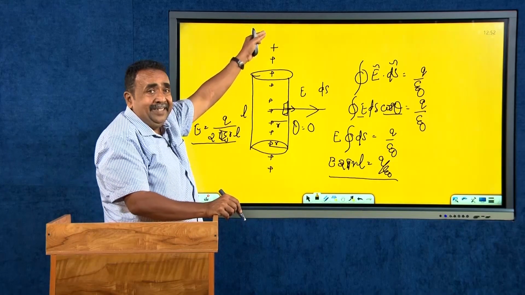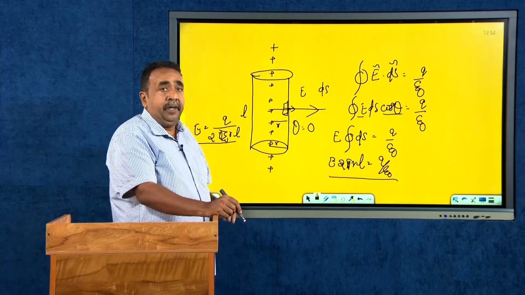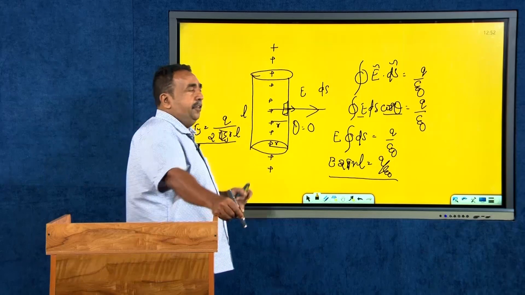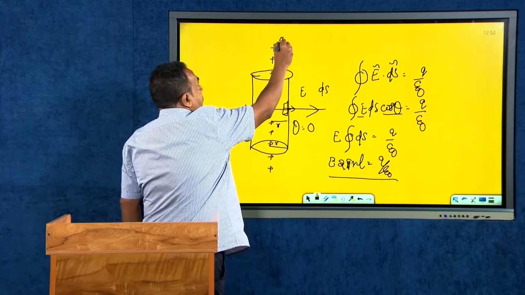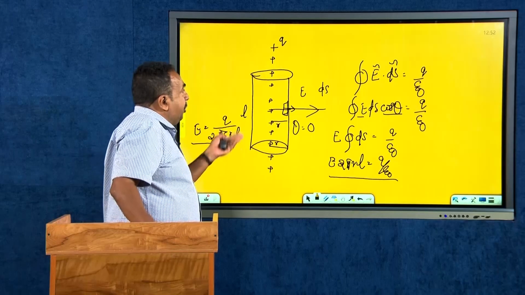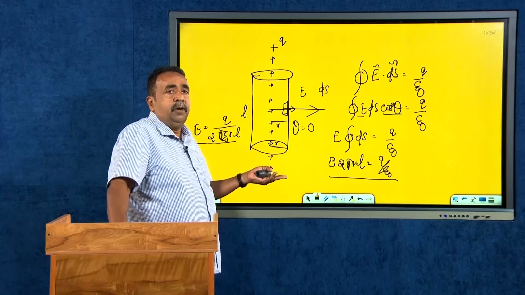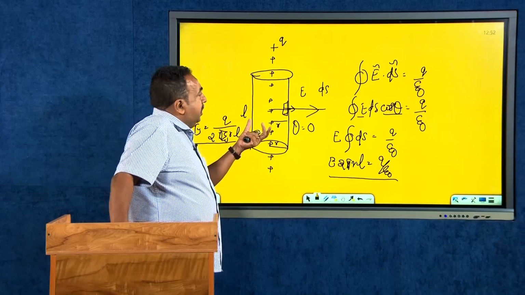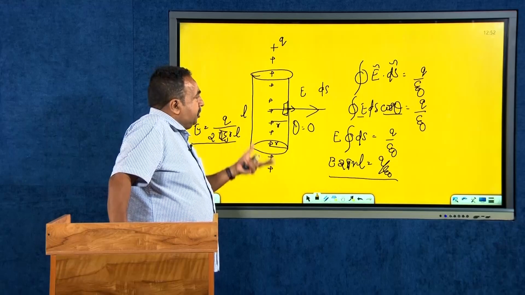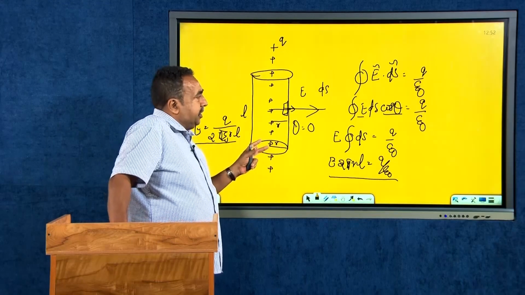Now, my charge distribution is extending to infinity, theoretically, and the total charge is given by Q. We do not know the charge enclosed by this Gaussian surface, which will be somewhat different. It can be less than this Q. Therefore, it must be q prime, but we are not writing that as q prime.